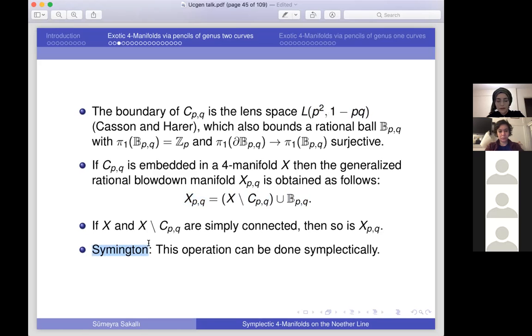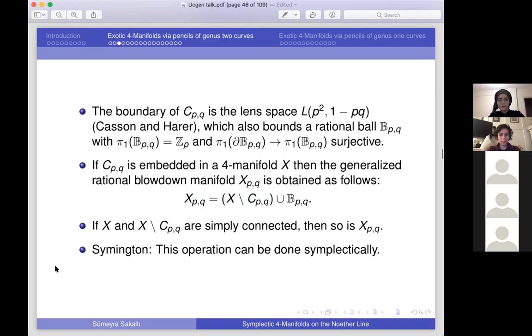Symington proved that she showed that this operation can be done symplectically. So if you start with a symplectic four-manifold X, and if all of your spheres are symplectic, then at the end you are getting a symplectic four-manifold. So this operation is not only smooth, but it can be done also symplectically.